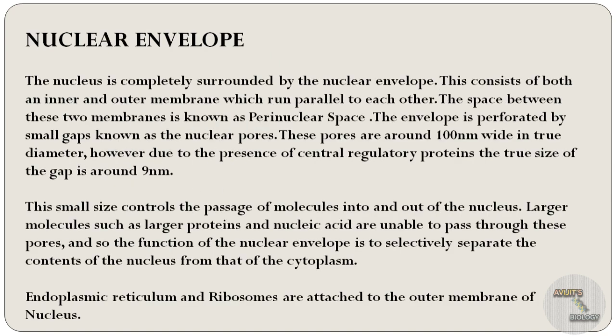The nucleus is completely surrounded by the nuclear envelope, and this nuclear envelope consists of both an inner membrane and an outer membrane, which run parallel to each other. The gap between these two membranes is known as the perinuclear cisternae or perinuclear space, and the envelope is perforated by small gaps known as nuclear pores.